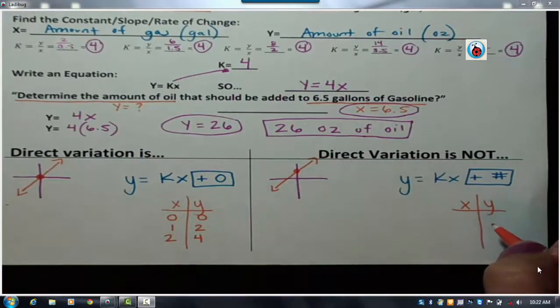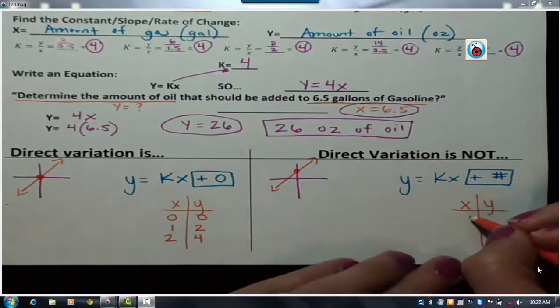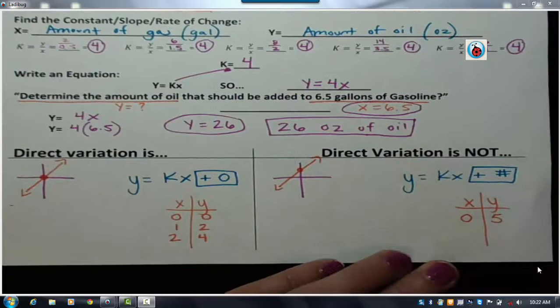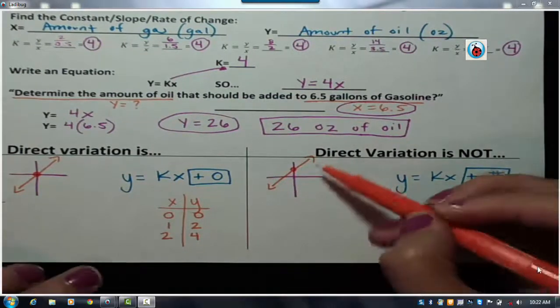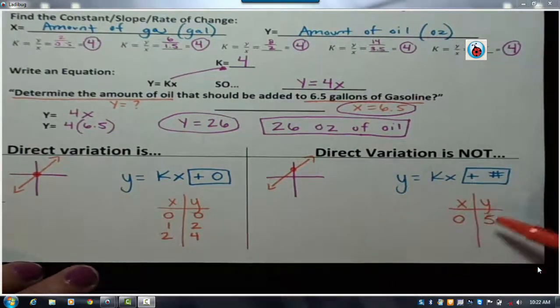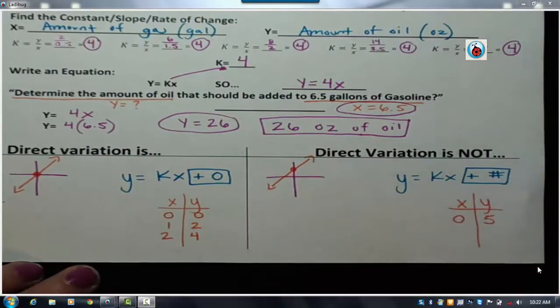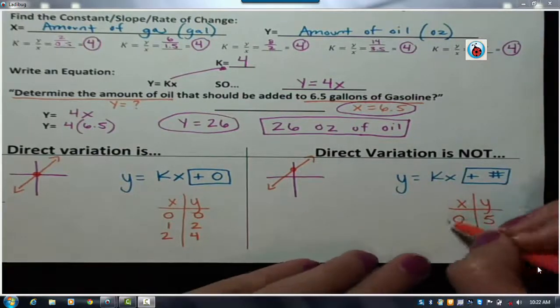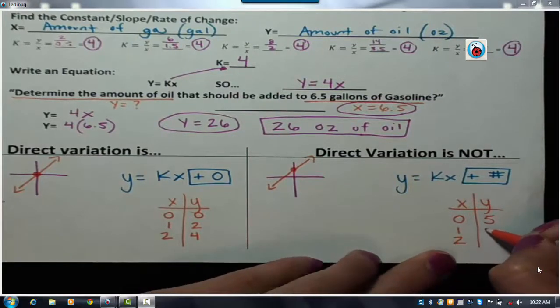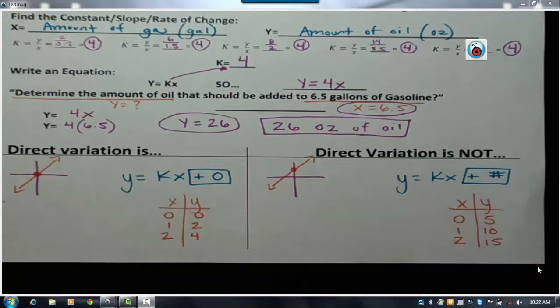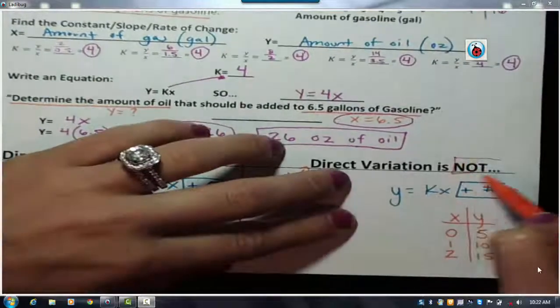A table that does not have direct variation would have a point that does not go through 0, 0, so let's say 0, 5, sort of like what our picture would look like. If I graph this point, start at 0, go up 5, that would not go through our origin. It can still have a constant, but it does not go through 0, 0. So that means it is not a direct variation.